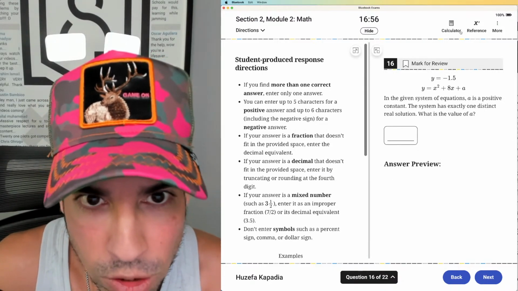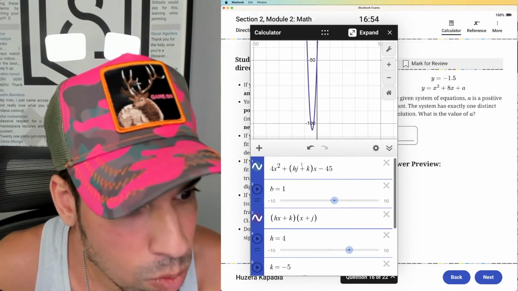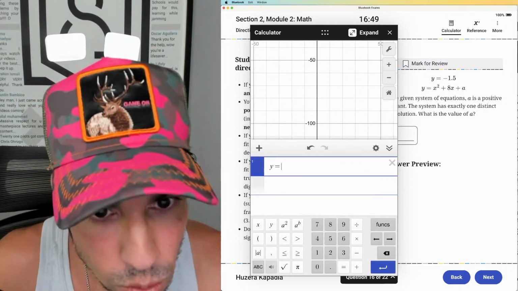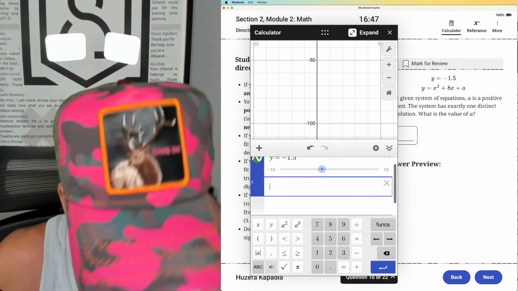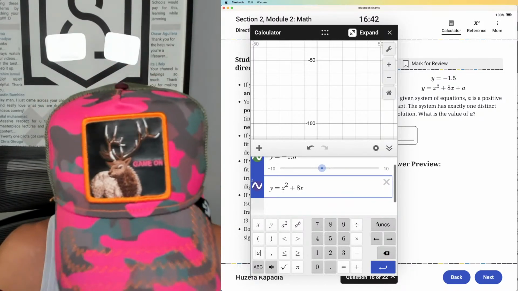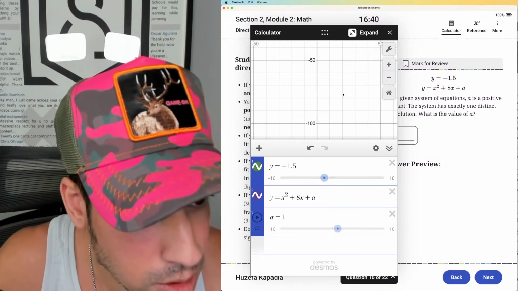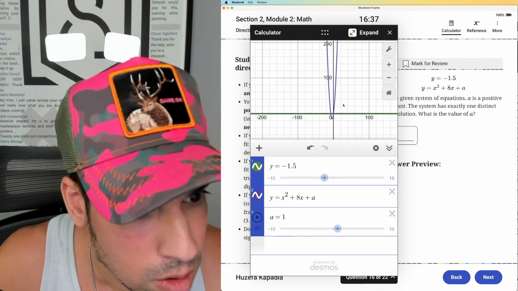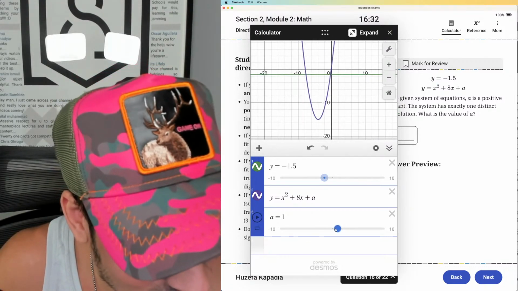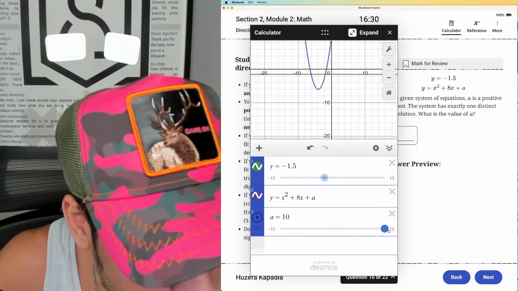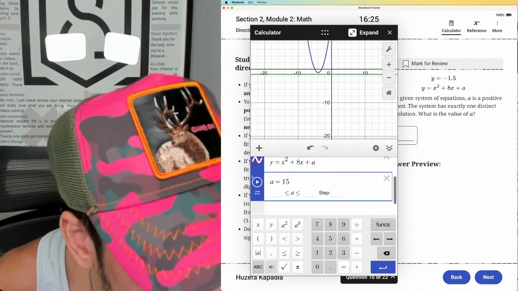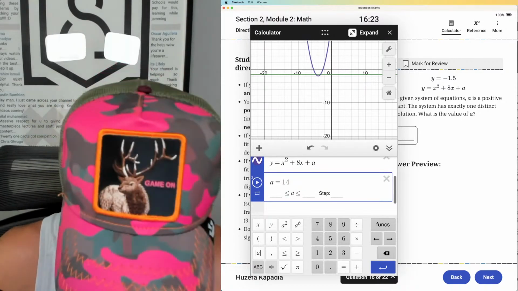One distinct real solution. We can totally do this in Desmos. Let's do it. Y equals, so again, you get to the difficult problems. Y equals negative 1.5. Y equals x squared. The only thing is, if it's a decimal, it might be a little funky. Okay, let's see here. System has one real solution. Okay, we're going to have to see if this works, if we can get that exact value. Oh, boy. Hold on. 11, 12, 13, 14, 15. Oh, it's going to be a decimal.